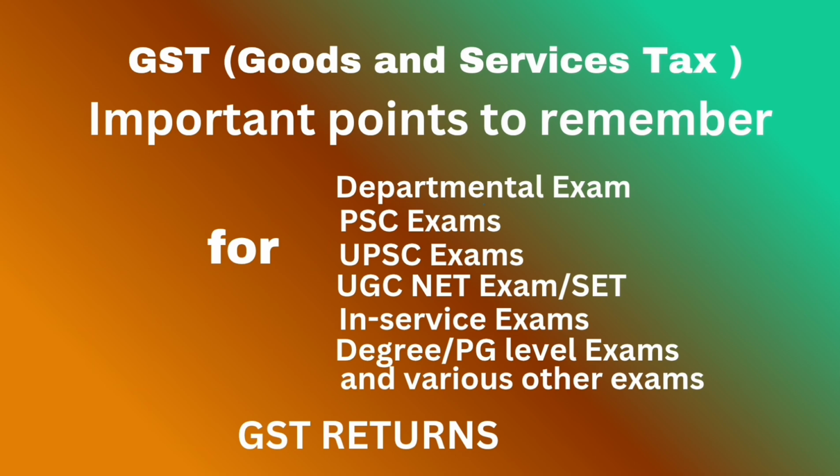In the case of GSTR 3B, which is for all registered persons, there are exemptions. Exemptions are: ISD, composition taxpayers, NRTP (non-resident taxable person), person deducting tax at source, person collecting tax at source, and supplies of OIDAR services located in non-taxable territory providing services to non-taxable online recipients. These are the 6 excluded categories in the case of GSTR 3B.